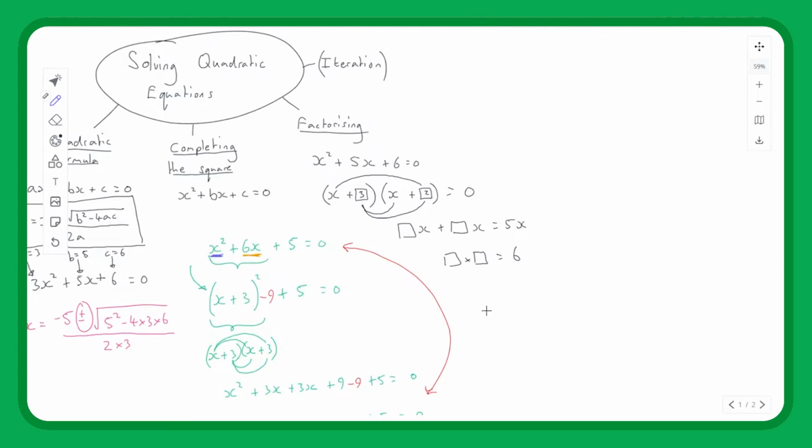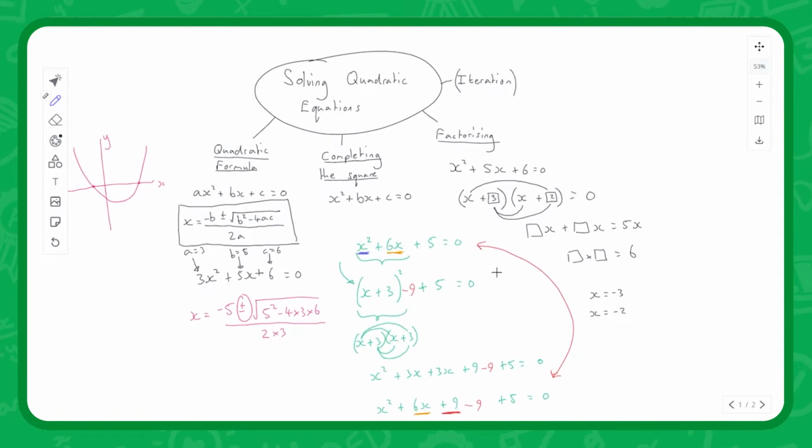So I know, therefore, that something has got to be minus 3, right? Because minus 3 plus 3 gives me 0. If I look at the right-hand bracket and I focus on making this equal to 0, I know that something plus 2 equals 0, and therefore x has to be minus 2, right? Because minus 2 plus 2 gives me 0.